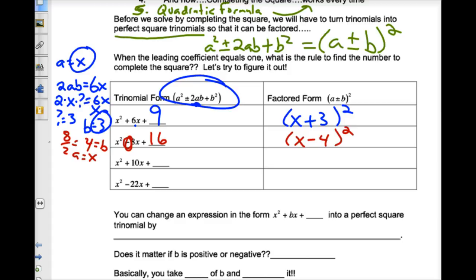Okay? Next one. A is 1, so we're just going to take half of the middle term, which is actually the other b, not the b that's in this b squared, but the b in standard form. So what's half of 10?